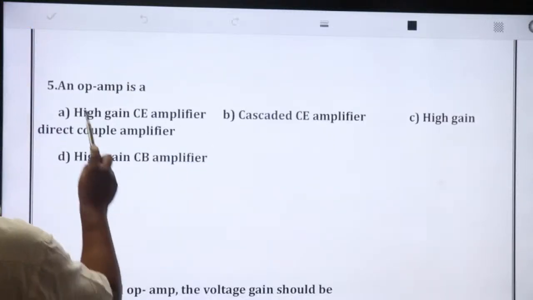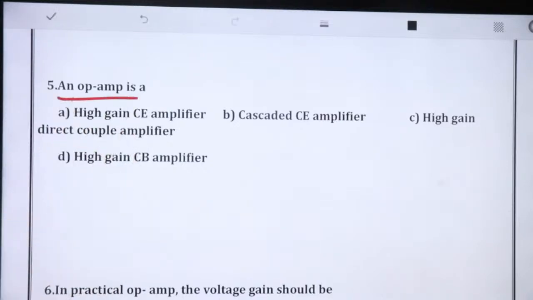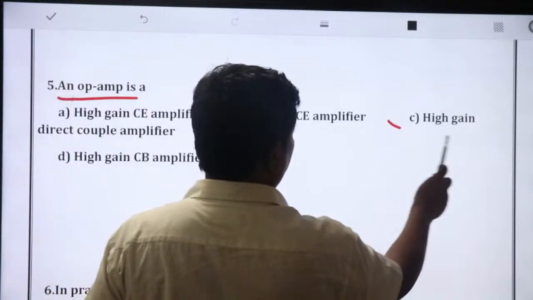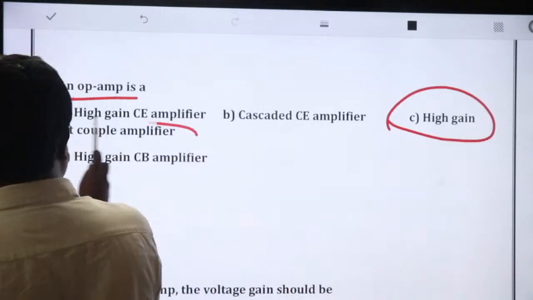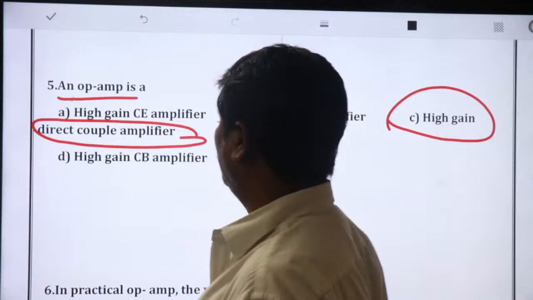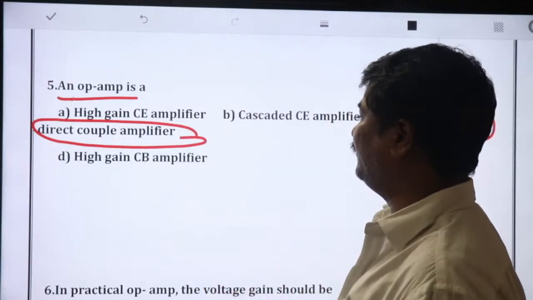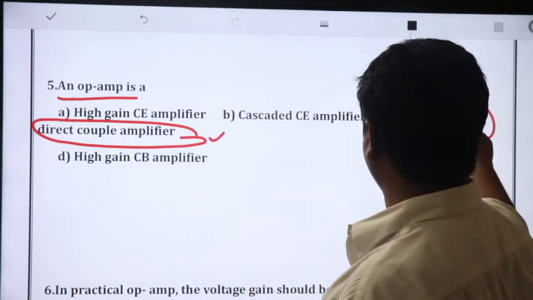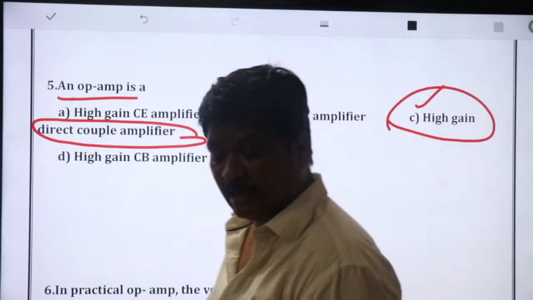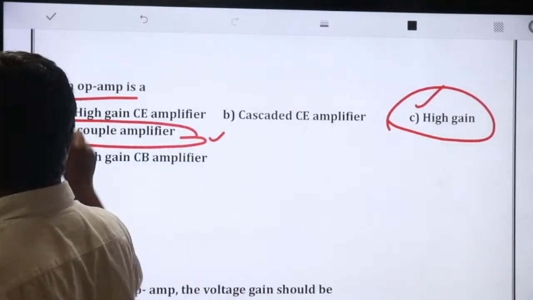Next. Basically, what is an operational amplifier? An operational amplifier is a high gain direct coupled amplifier. This is a very important question. High gain direct coupled amplifier.